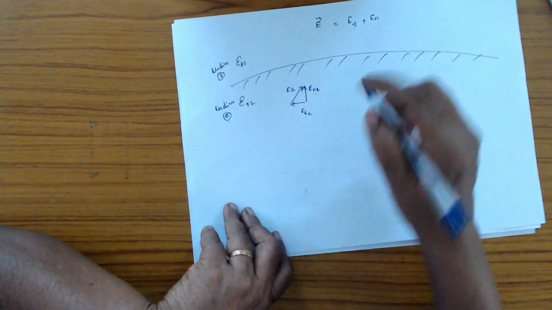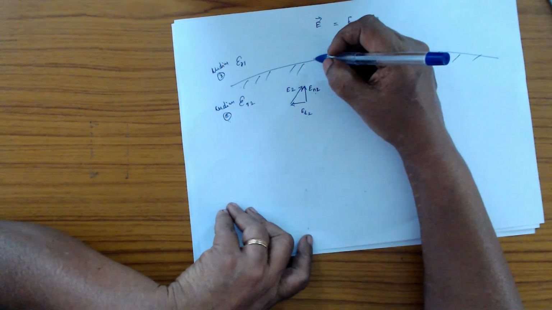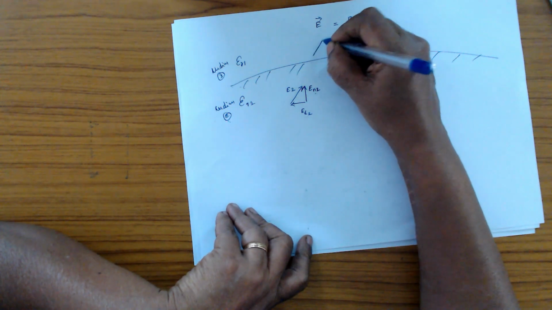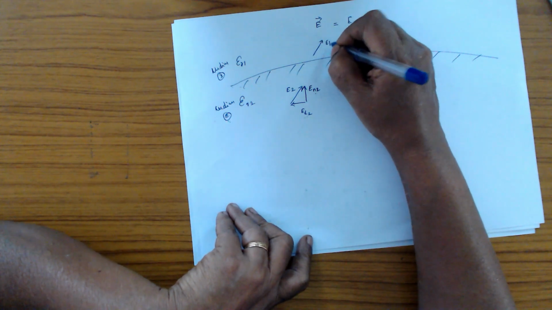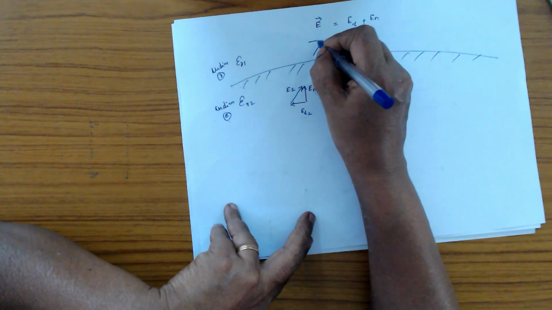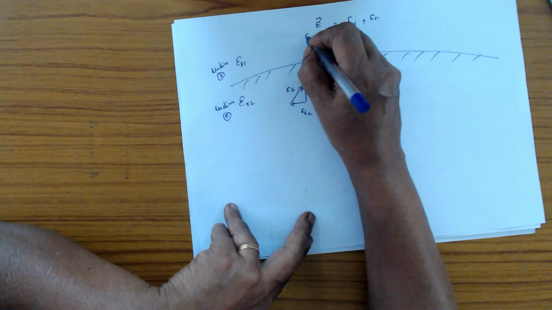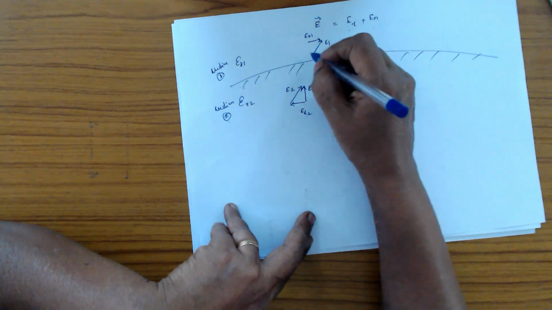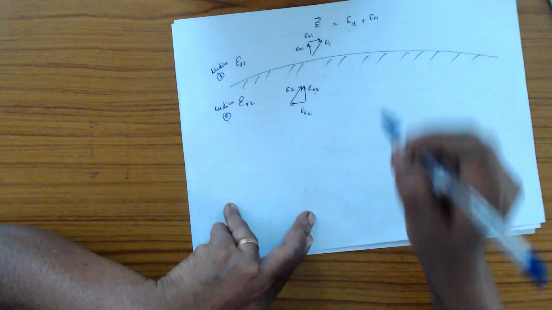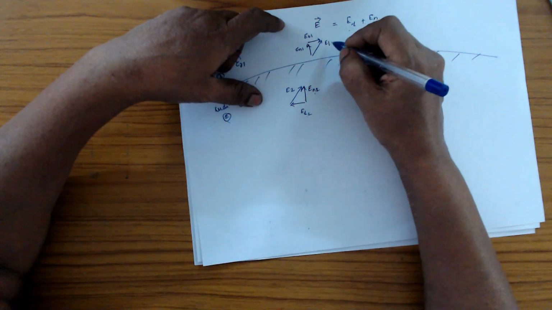Similarly, I can also draw for this side. This is my electric field E1. It will contain a tangential component, this is Et1, and this is En1. So this will create an electric field E1.